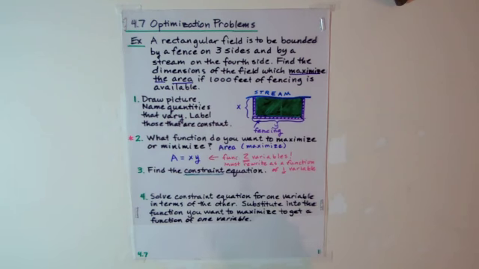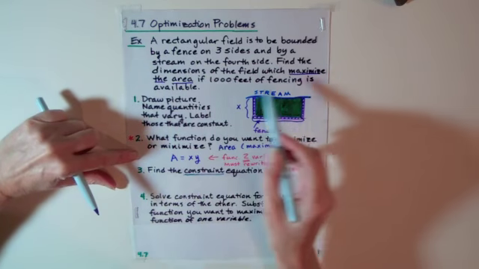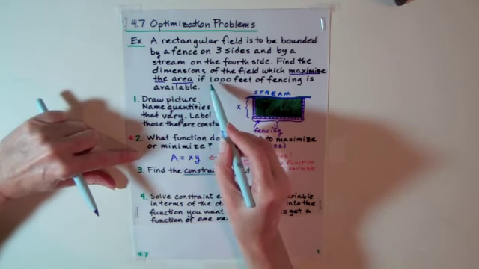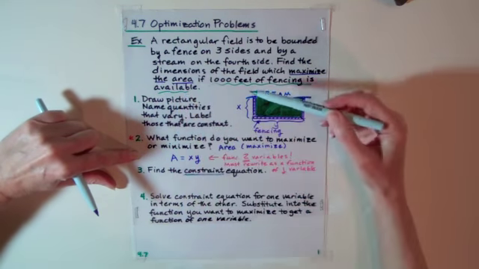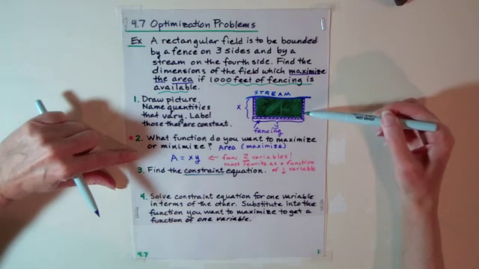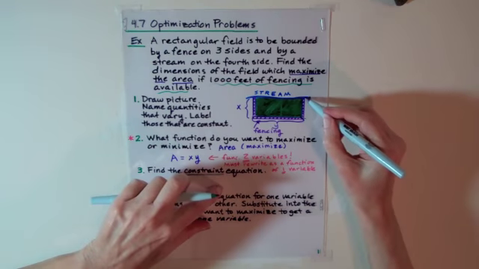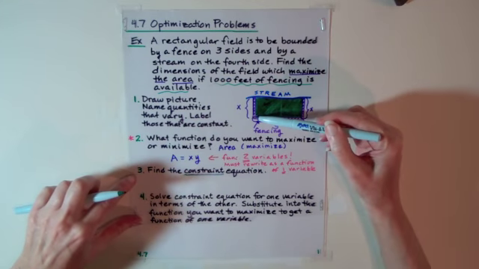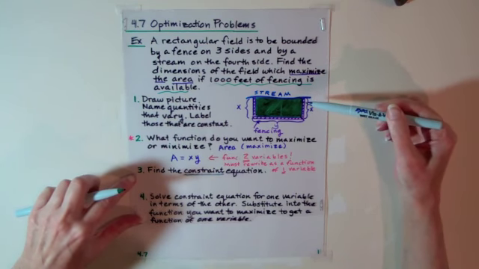Okay, let's try to answer this question together. Notice that it says, find the dimensions of the field which maximize the area if, and here comes the constraint, 1,000 feet of fencing is available. In other words, we have 1,000 feet of fencing to use on these 3 sides. By the way, what's the length of this side? If this side's x, this side must also be x. So we have 1,000 feet of fencing to use on this side, which has length x, this side, which has length y, and this side, which again has length x.